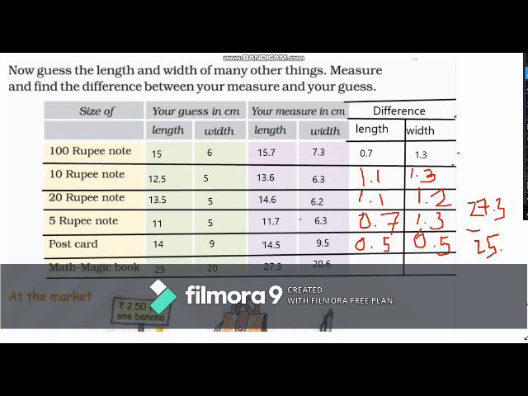Here one decimal point and after the decimal point 0. So 3 minus 0, 3. Here the decimal point. Then 7 minus 5, 2. And 2 minus 2, 0. So the difference in our measure and our guess in length of the Math Magic book is 2.3 centimeter.